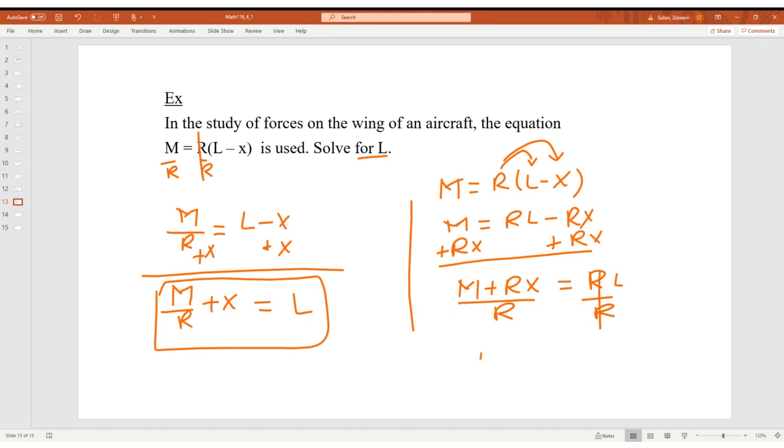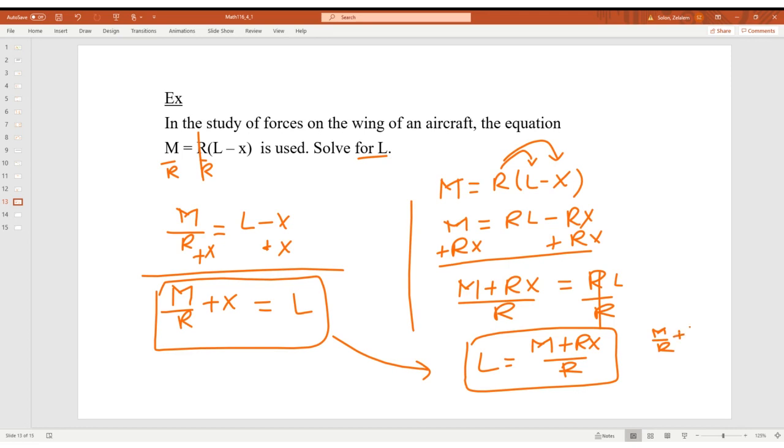So L equals m plus rx over r. Both these expressions are exactly the same, because if you divide each one of them by r, you'll get the same expression. So it's m over r, and if you divide each by r, rx over r. The r cancels r, so I have m over r plus x. So they are the same or similar expressions. Whichever is easier for you, just do that.